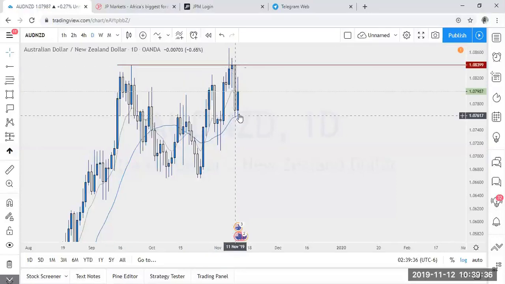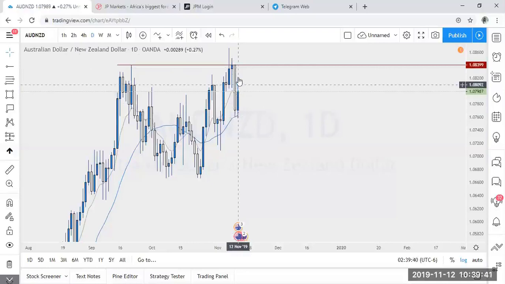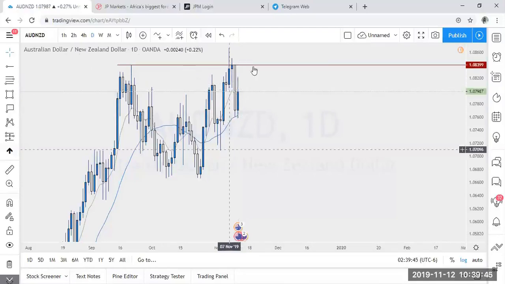So then price rejected it and plummeted yesterday. And now the bulls are coming back in trying to push all the way up. And as we can see, we have now started retracing again. Right. So now this is on the daily chart.